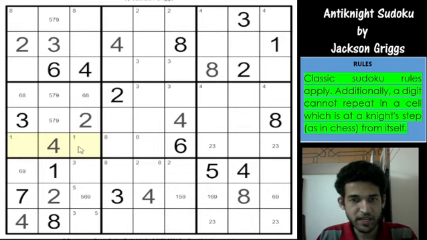And these two cells must contain a 1 now, because 2, 3, 4, 6 and 8, and you have 5, 7, 9 here, so these two cells must contain a 1.